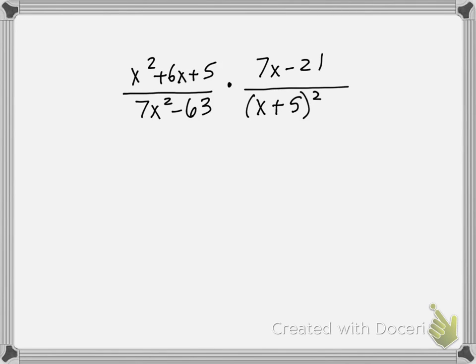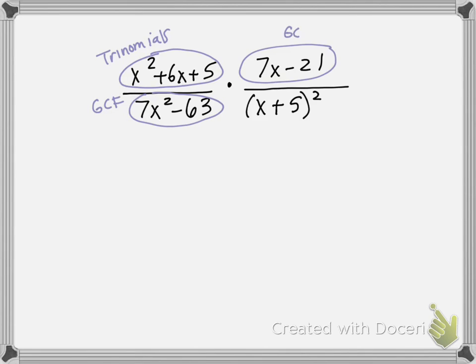So we're going to be multiplying these together. The first thing I'm going to do is check to see if any numerator or denominator can be factored. I notice that this numerator can be factored by trinomials. This denominator can be factored by GCF. And this numerator can be factored by GCF. So let's go ahead and rewrite the product with each part factored.